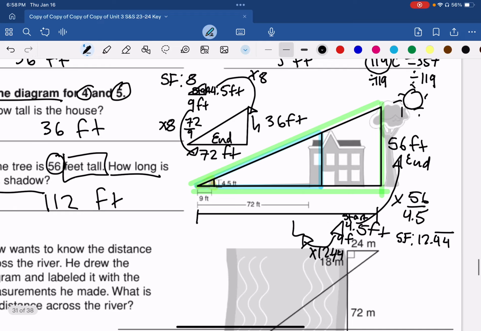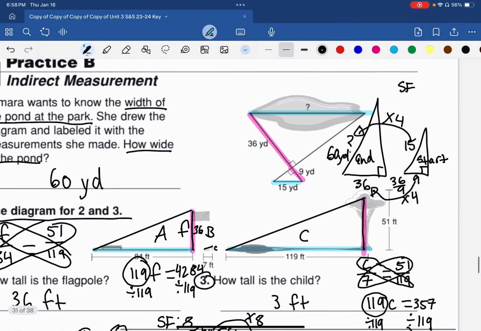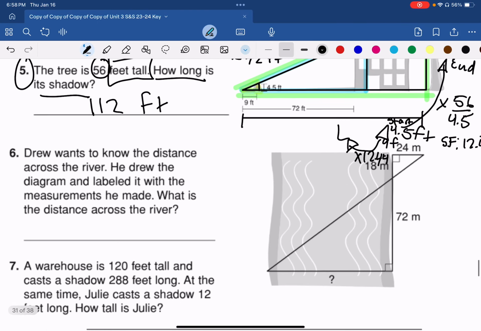Again, you could have used ratios. You could have used whatever you'd like. If you did all scale factor, great. If you did all ratios, amazing.